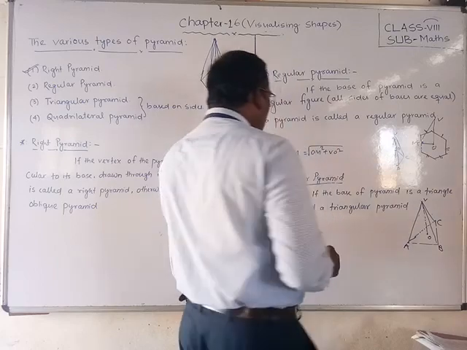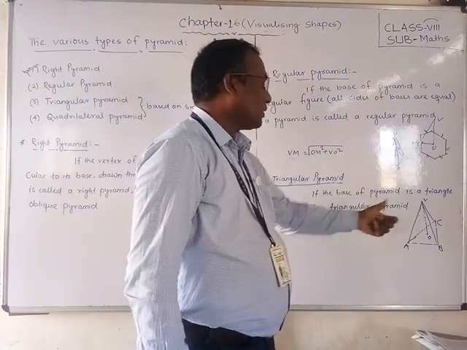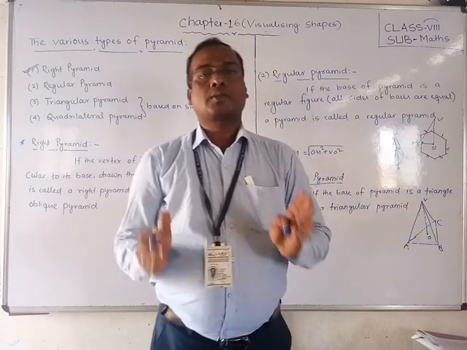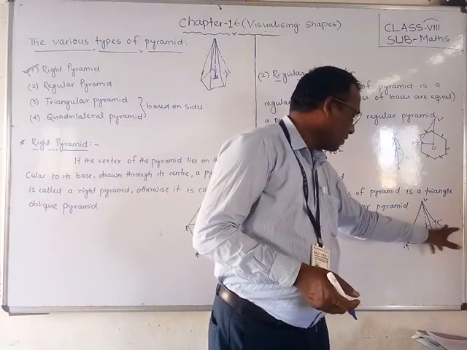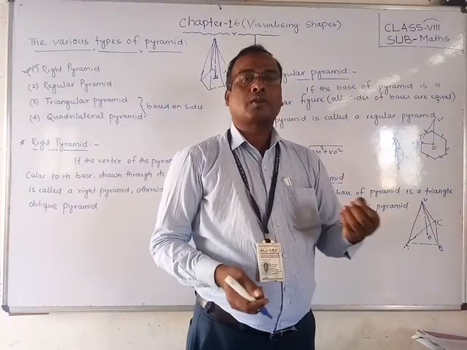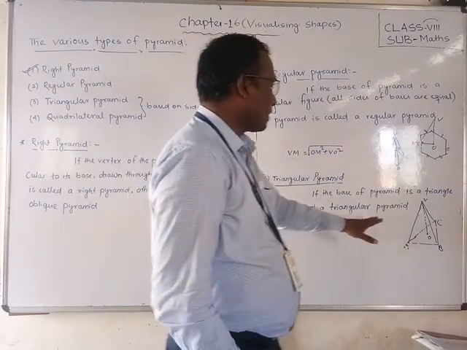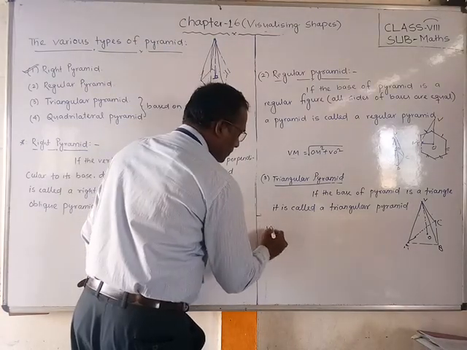Now what is a triangular pyramid? If the base of the pyramid is a triangle, that means, now observe A, B, C, having three sides, the three sides of the triangle form the base, so it is called a triangular pyramid. Same like that, friends, we have to discuss what is a quadrilateral pyramid.